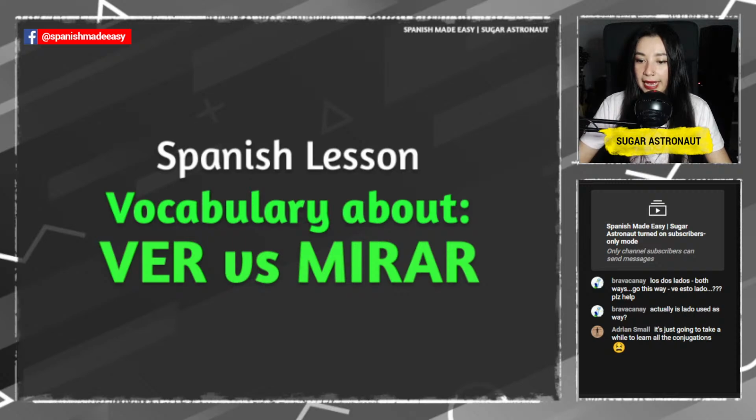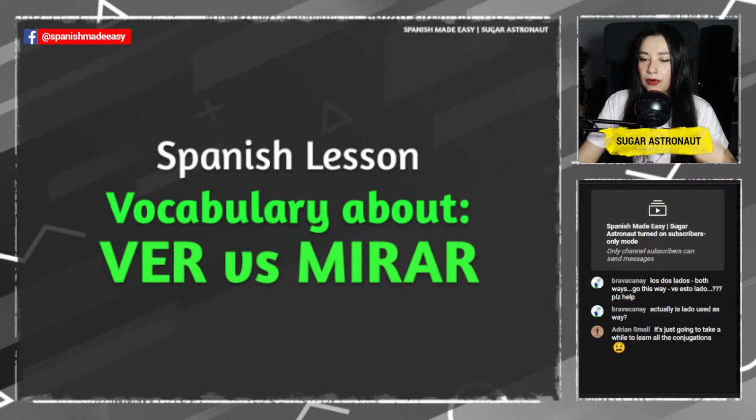Okay, so ver is an irregular verb, so it has its own conjugation, or it doesn't follow a pattern like the other regular verbs do. We can talk about the conjugation in a future lesson. Ver is irregular. Mirar is regular, so that's good.